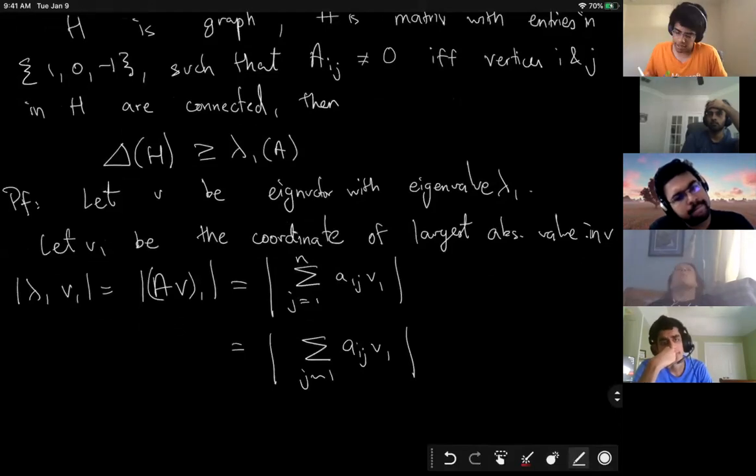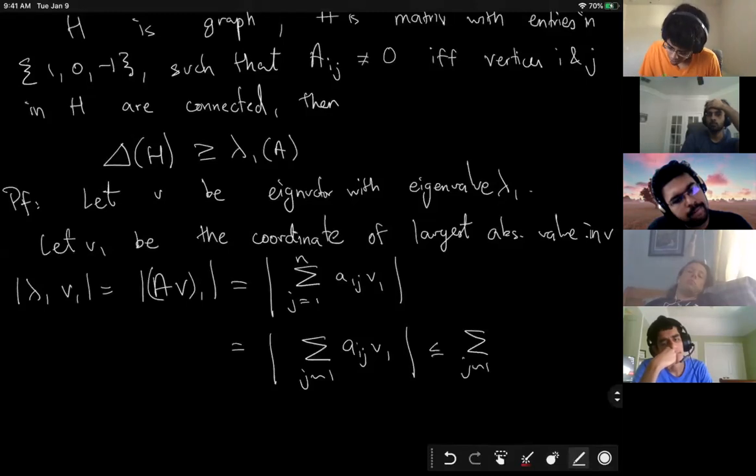Okay, and this is equal to, and this is less than or equal to, did I miss any inequalities here? No, yeah. This is less than or equal to the sum over j from 1 of a_1j v_1. This is by the triangle inequality.